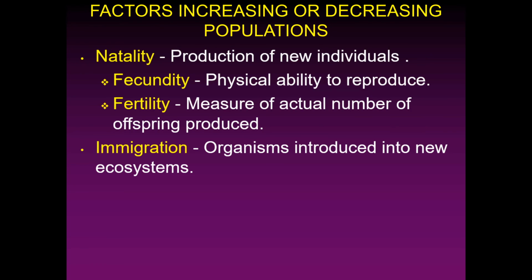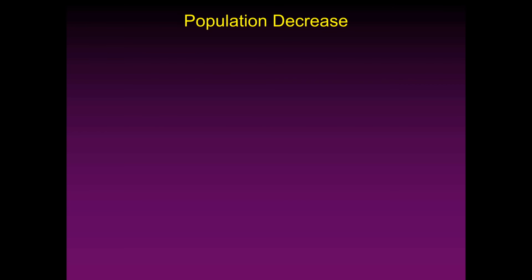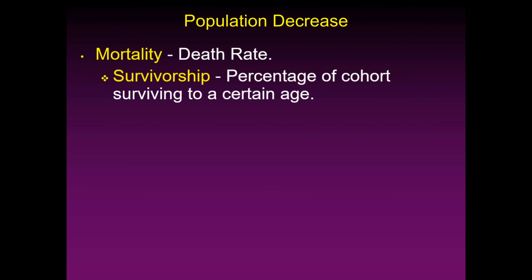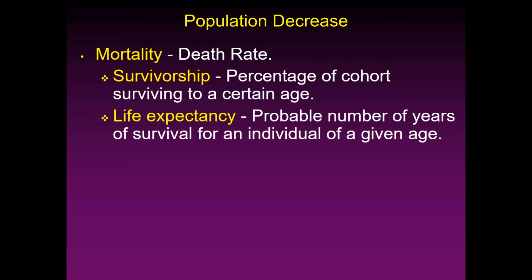Immigration is new organisms introduced into the ecosystem. And then, of course, with population decrease, you have mortality, which is your death rate. So survivorship is the percentage of cohorts surviving to a certain age. Life expectancy is the probable number of years of survival of an individual of a given age.